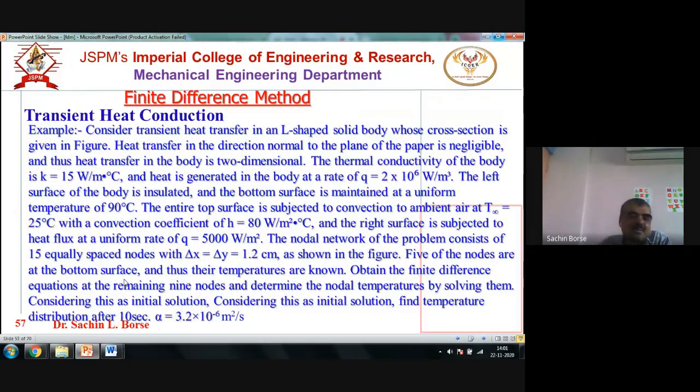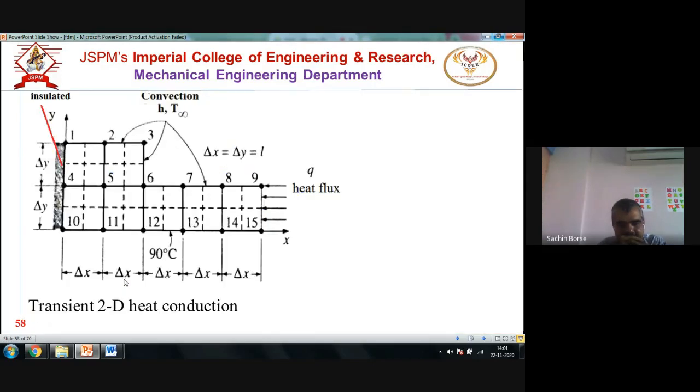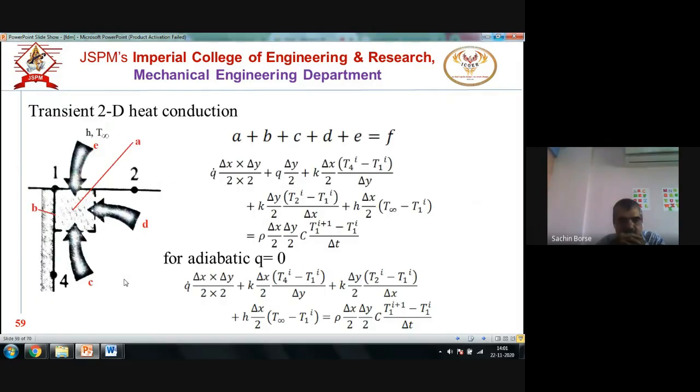Now, the same problem will be in a transient mode, and we will use the explicit method. Now I am applying the boundary condition, but in the boundary condition there will be a change on the right hand side. I will write MCp delta T by delta t.